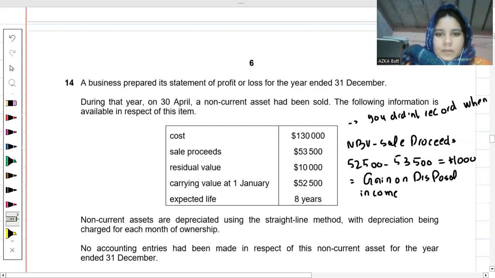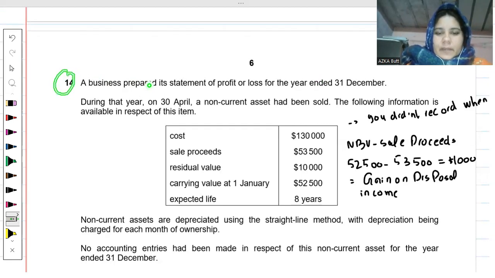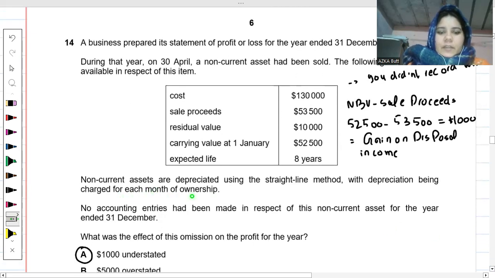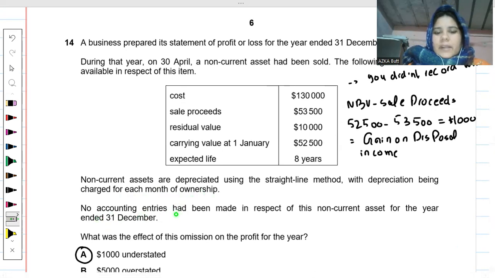Okay. So in question number 14, a business prepared its statement of profit or loss for the year ended 31st December. During that year, on 30 April, a non-current asset had been sold. The following information is available in respect of this item. The cost of this asset was 130,000, sale proceeds are 53,500, with a residual value, carrying value, and expected life given. The non-current assets are depreciated using the stated rate and method, with depreciation being charged for each month of ownership. No accounting entries had been made in respect of this non-current asset for the year. What was the effect of this omission on the profit for the year?